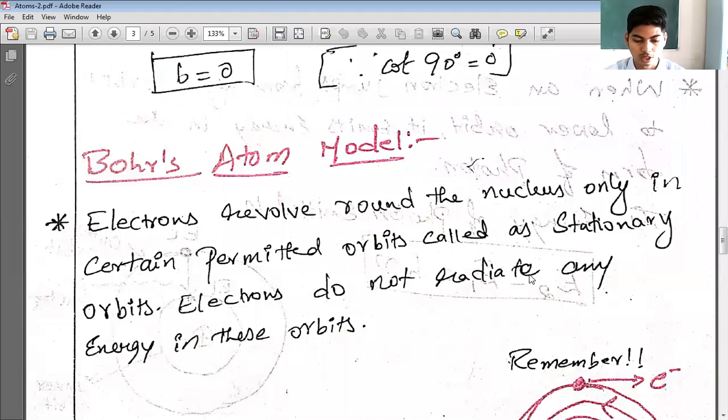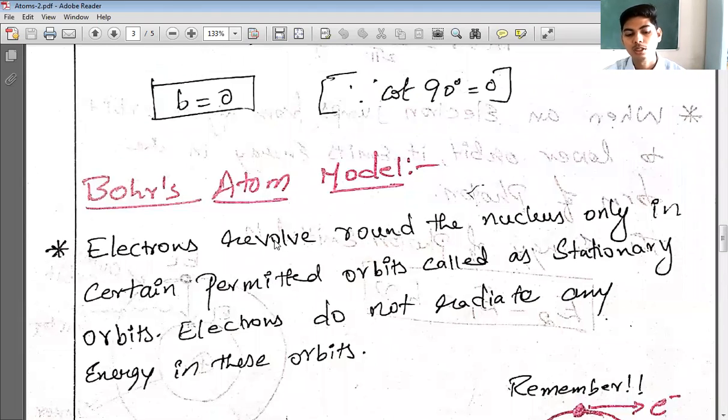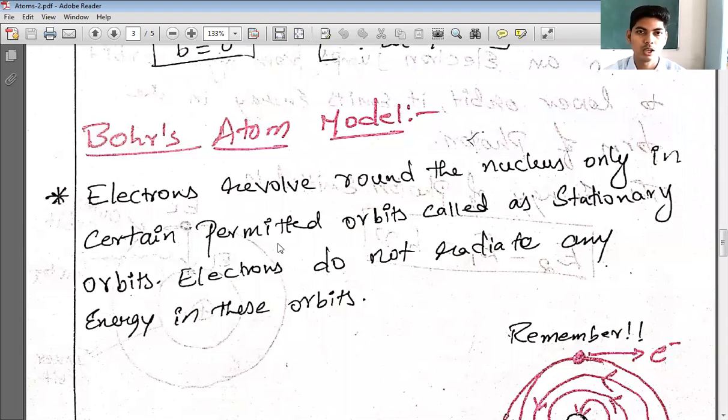So try to concentrate on Bohr's atom model. See, Bohr's atom model is a small extension of Rutherford's atom model. More number of points are retained as they are from Rutherford's atom model.